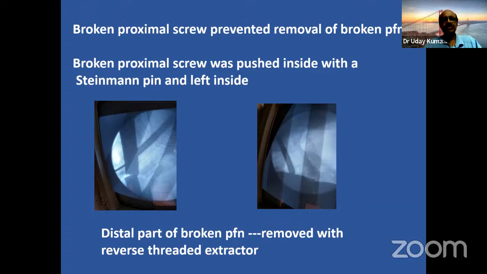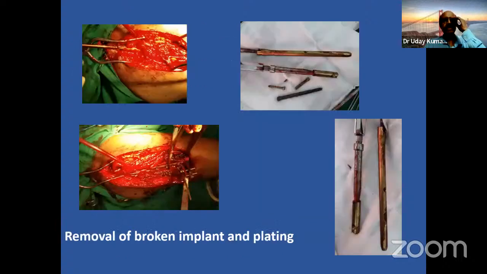And following that, what we did was the removal of that. So if you see, we used the reverse threaded extractor to remove the distal part. We removed the proximal part. And we did the freshening of the fracture site. We did the shingling. And then we did a little different procedure.